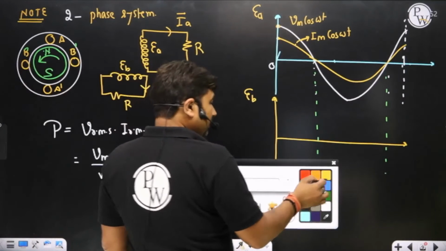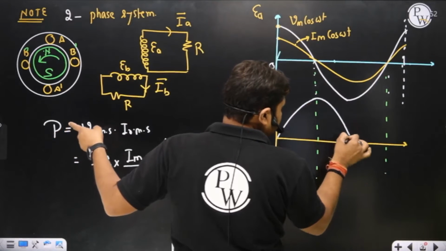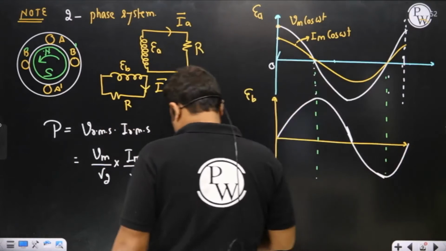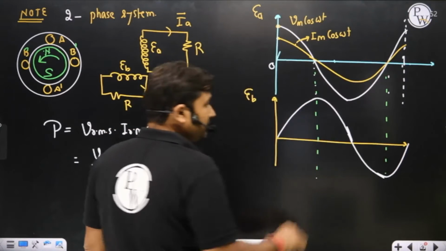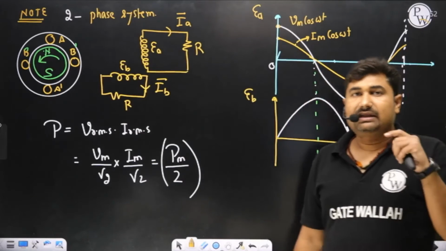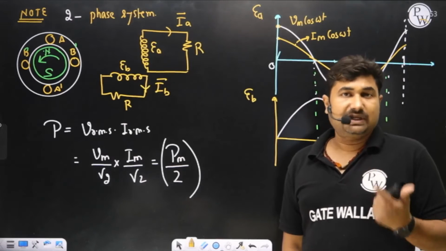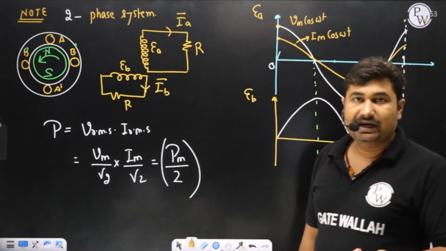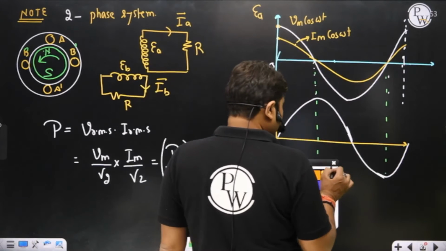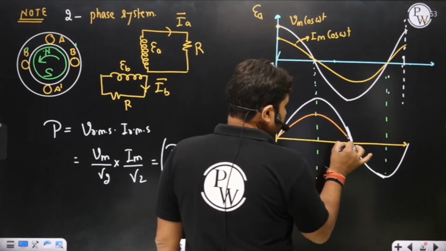So, sir, we have B phase voltage and current can be represented with this. Yes, sir. This will be your B phase induced EMF. If A phase is cos omega t induced EMF, then 90 degree displaced is your B phase. So B phase will become cos omega t plus 90, so that will become sin omega t. Is it okay? Yes, sir. And its current is also in the same phase.